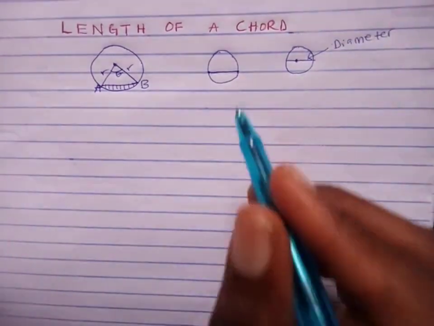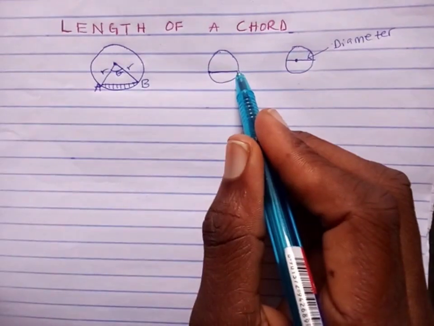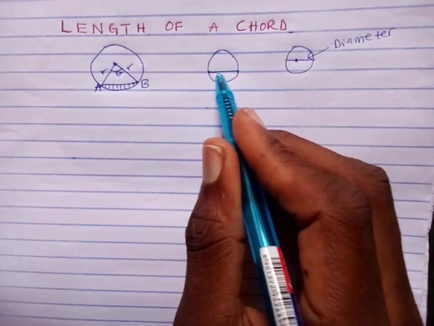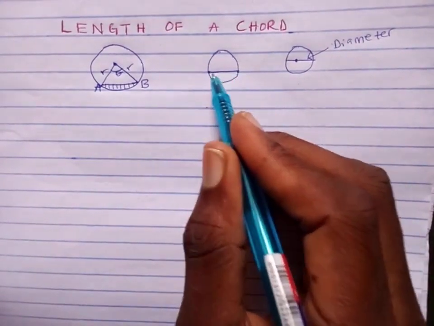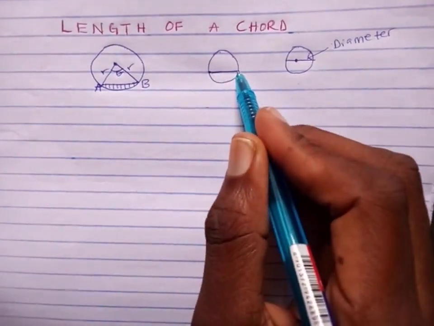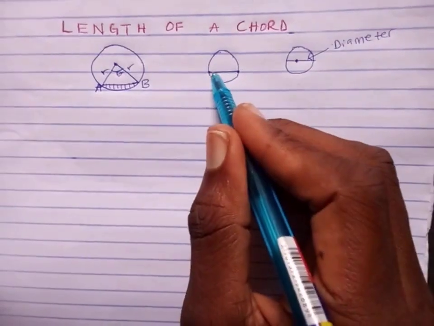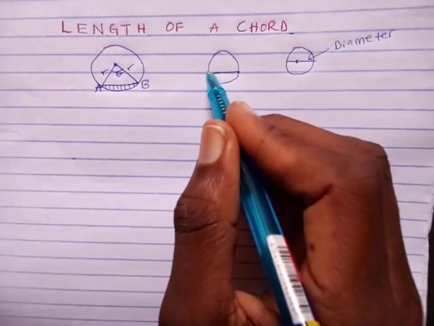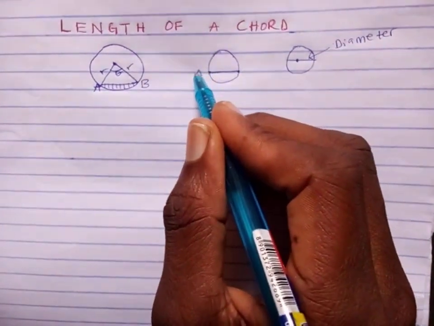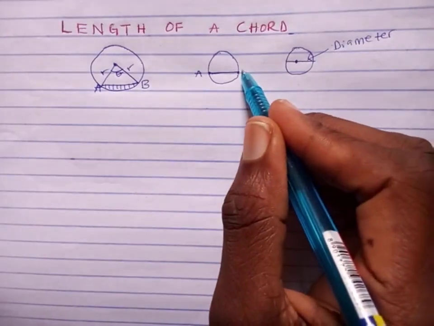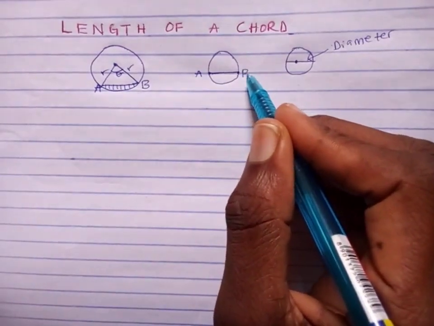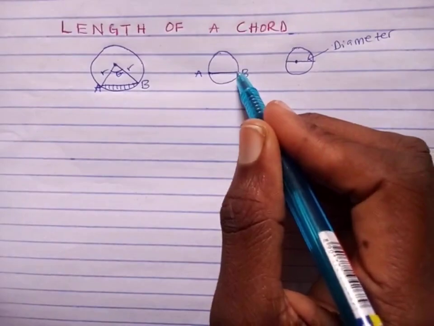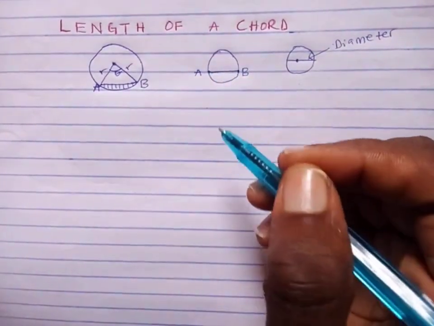All right. So now we're looking at this very chord. This chord is not running through the center of the circle. So this is not a diameter. Now we'll be looking for the length of this very chord. Let's take, for instance, that this is point A, and let's label this point B.